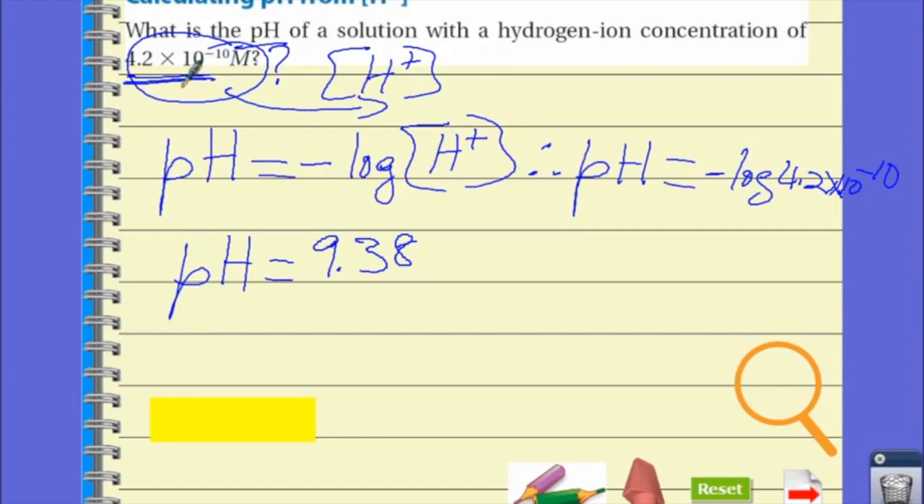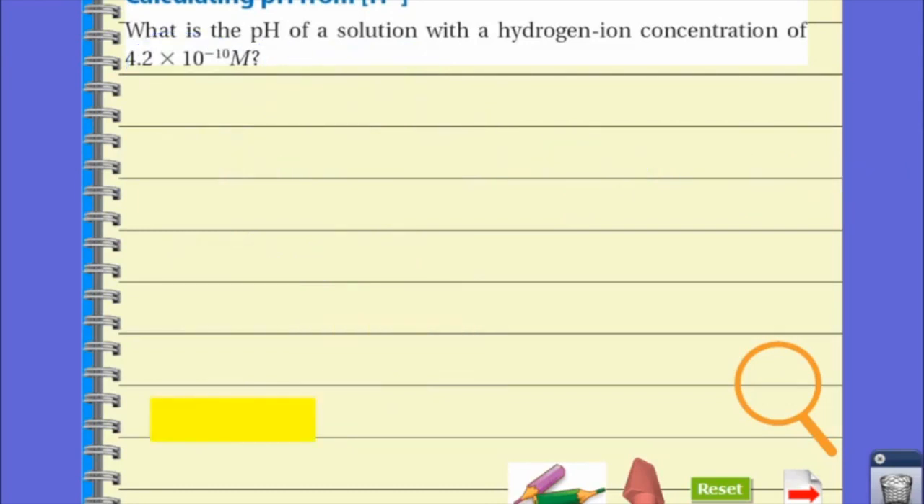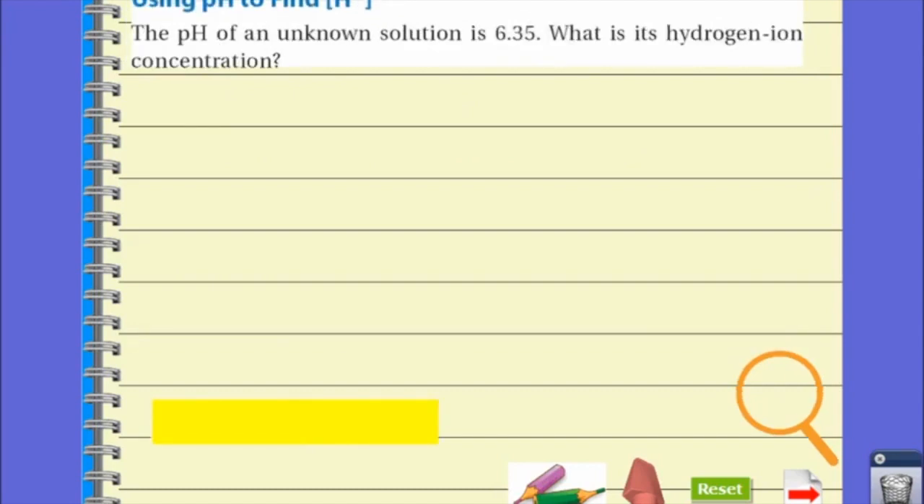So things get a little bit more confusing now. Is that solution acidic, basic, or neutral? It is basic, 9.38. Okay, let's move on to the next page.